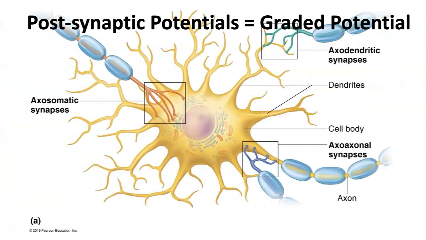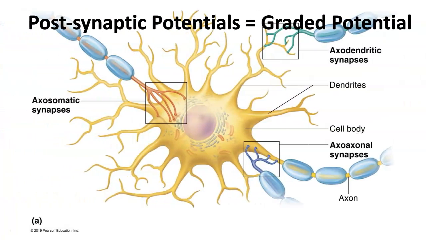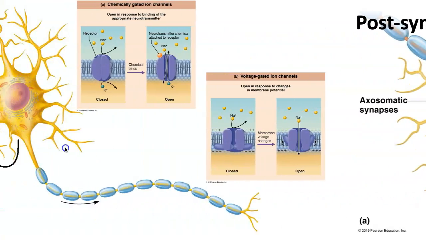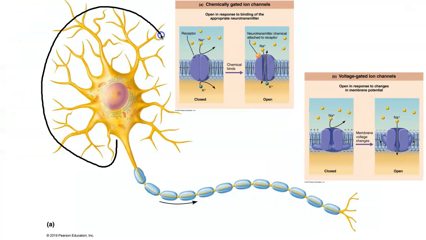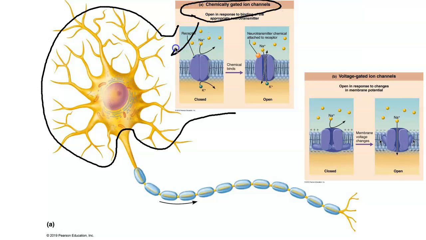Postsynaptic potentials are the same thing as graded potentials. A graded potential is the way that the dendrites and the soma can receive incoming information. On the dendrites and the soma, there are chemically gated ion channels, and those chemically gated ion channels generate something called the graded potential, or in other words, the postsynaptic potential.